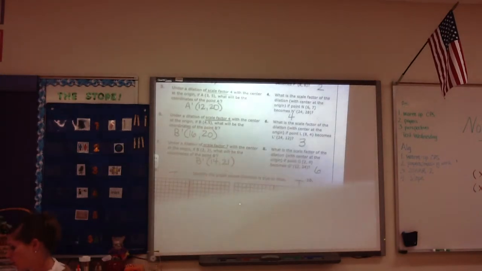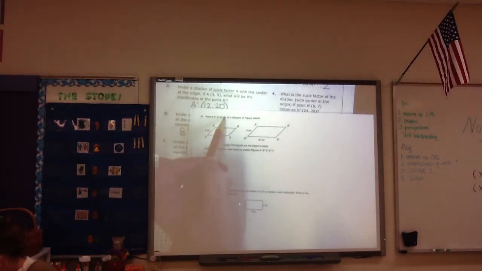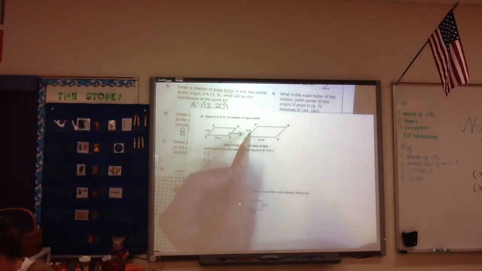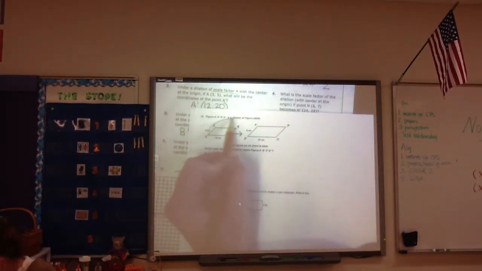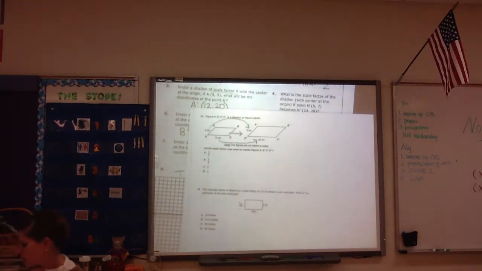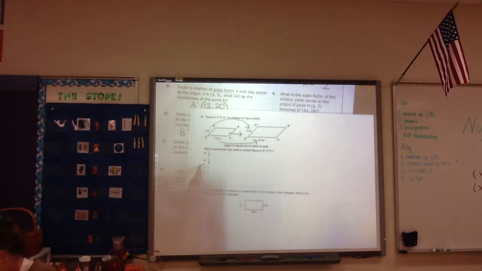All right, let's look at number 12. Figure ABCD prime is the dilation of figure ABCD. So I'm going from here to here. What is the scale factor used to create it? How do you get from 4 to 8 and from 12 to 24? Take a moment to decide. Pause if necessary. The correct answer is C.